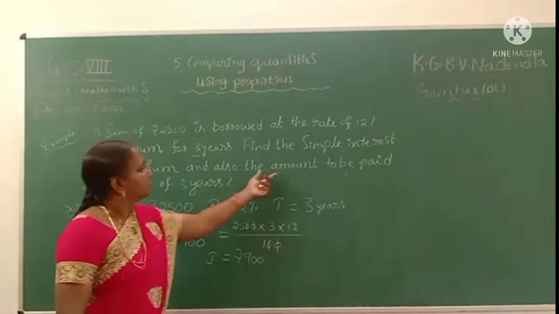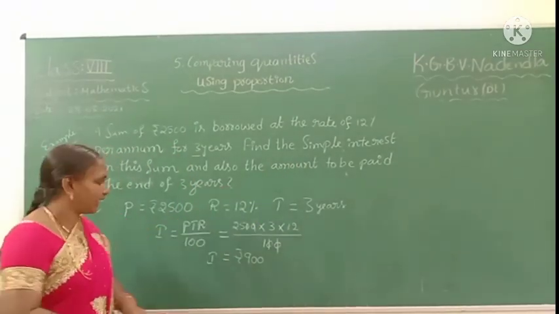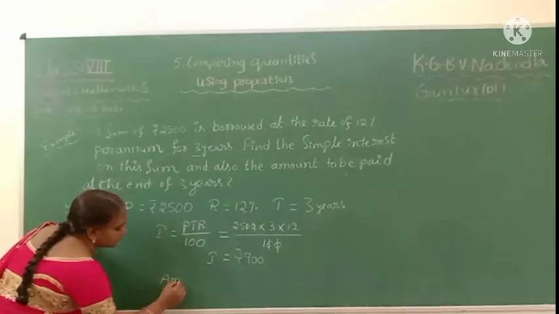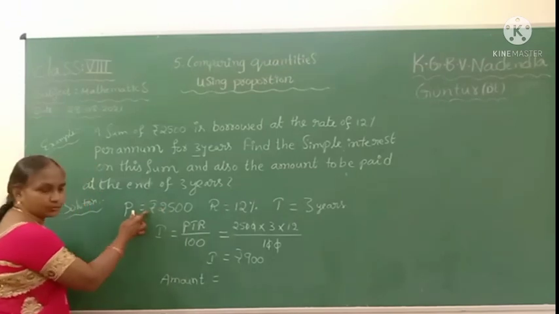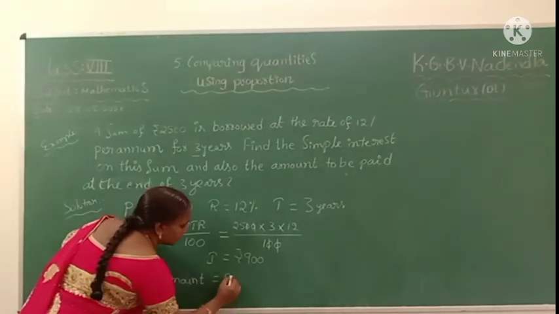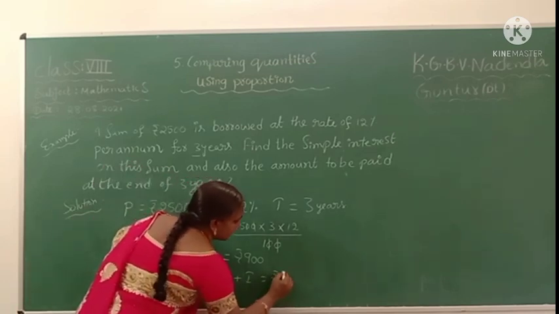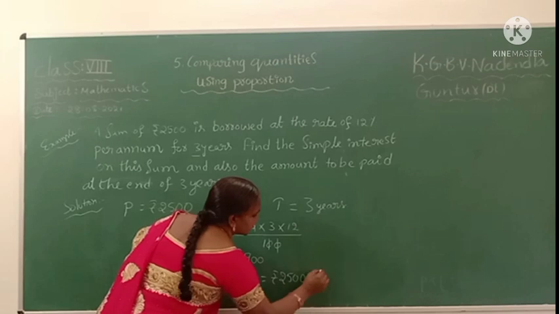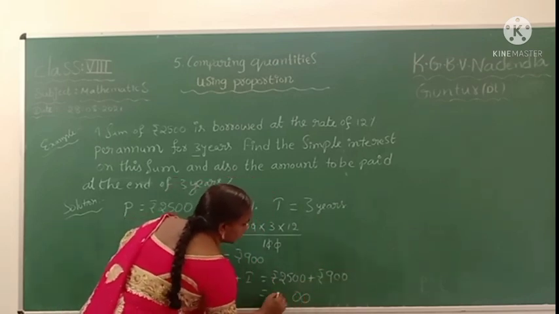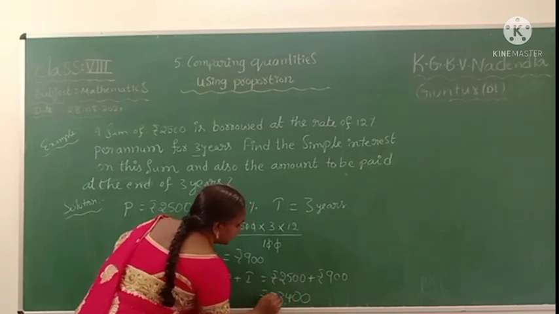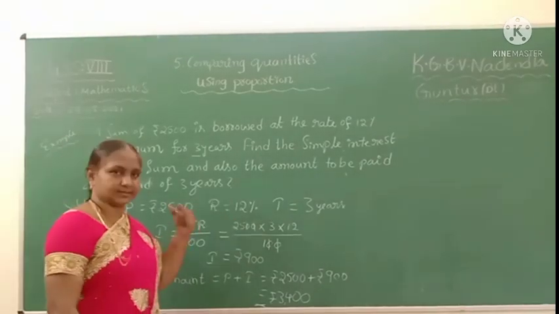Now what is the amount to be paid at the end of 3 years? Now we also find the amount. How do we find the amount? If we add this interest to the principal amount, we get the amount. Amount is equal to principal plus interest. The principal amount is 2,500 rupees and the interest is 900 rupees, that is equal to a total of 3,400 rupees at the end of 3 years.